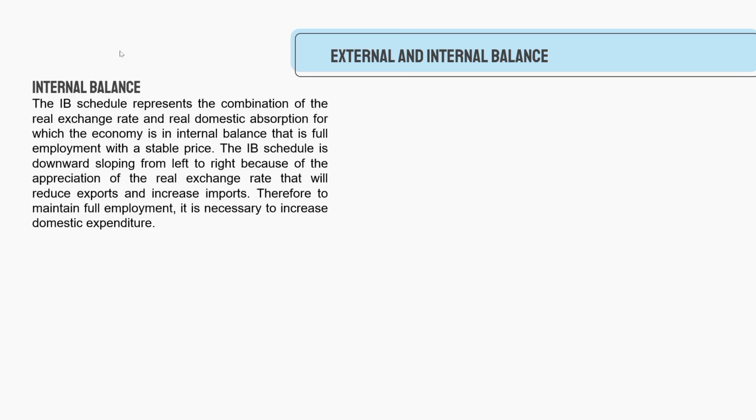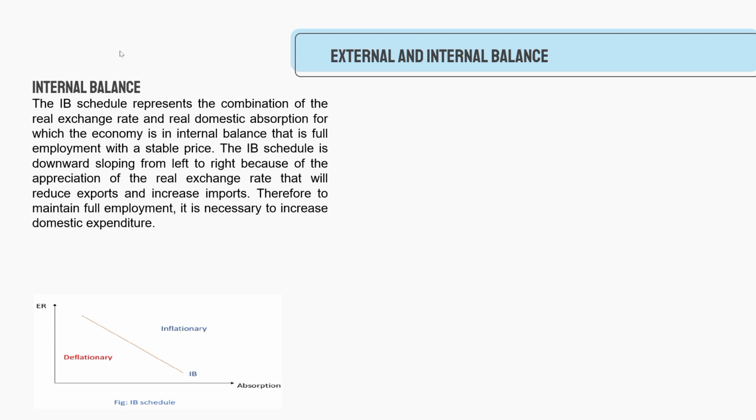Before we talk about the Swan Diagram and equilibrium in internal and external balance, we have to know about the internal and external balance schedules. The IB schedule shows the relationship between the real exchange rate and real domestic absorption for which the economy is in full employment and a stable level of prices. As you can see, the IB schedule is downward sloping. But why? Because any appreciation will reduce exports and increase imports. Therefore, to maintain full employment, it is necessary to increase domestic expenditure.